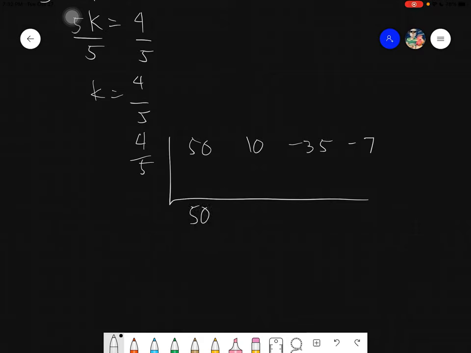So, we bring down 50. Okay? And then we multiply. What is 4 over 5 times 50? Sulat ko lang dito yung solution para visualize nyo rin. Okay po? The answer is, this is what? This is 10, correct? And this is 40. Okay? So I'm going to erase this. That is 40.